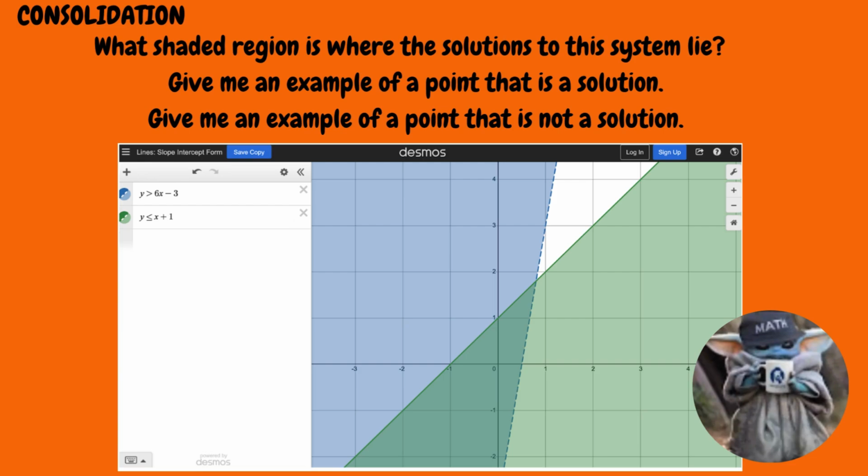The final part of this is that we ask students to give us an example of a point that is a solution to the system and an example of a point that is not a solution. This is just another way for students to have the conversation again and make sure that they really have grasped the objective and the main point of this task.